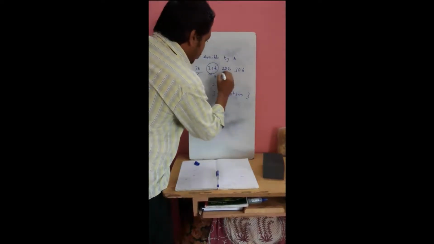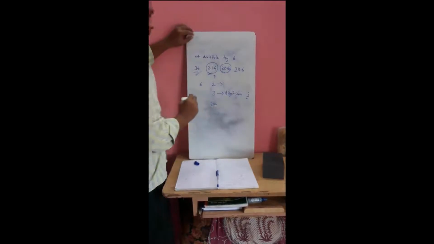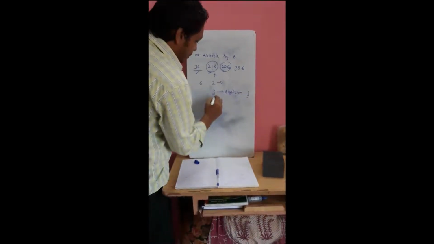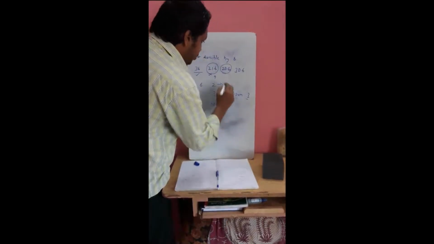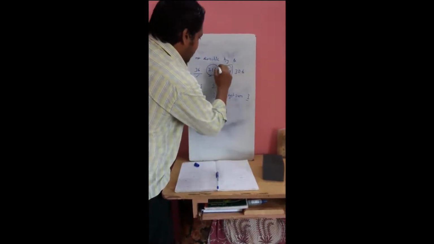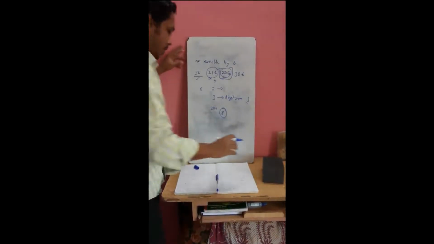Let us take the number 206. 206 is divisible by 2. It is an even number. But it is not divisible by 3 because the digit sum is 8. Digit sum is not divisible by 3, and hence 206 is not divisible by 6. 206 is the answer to the current problem.